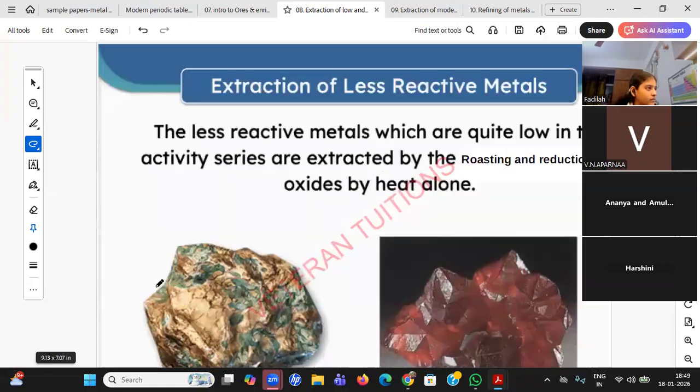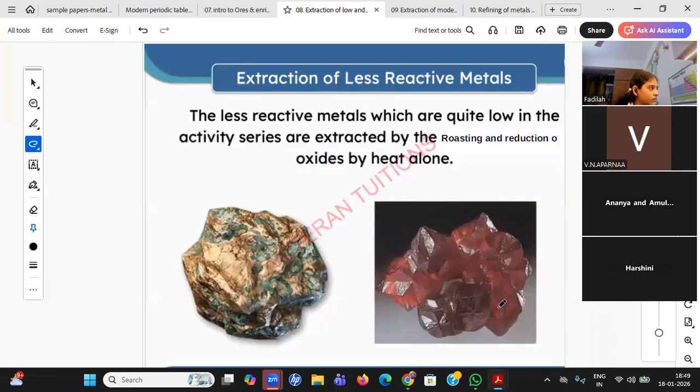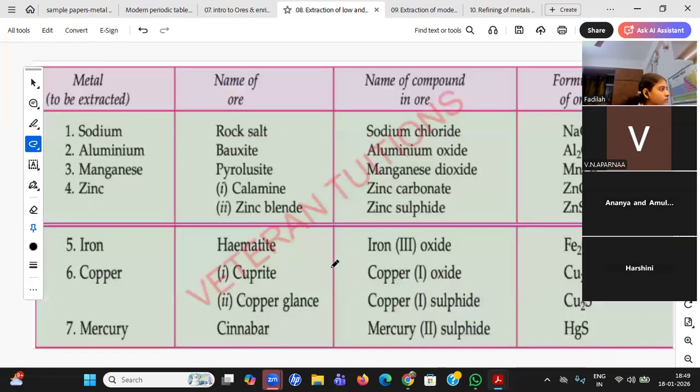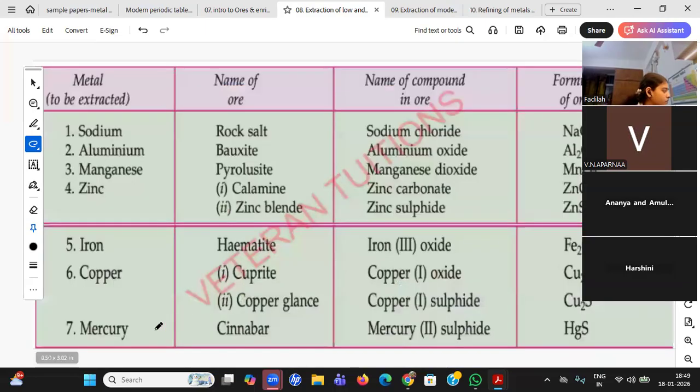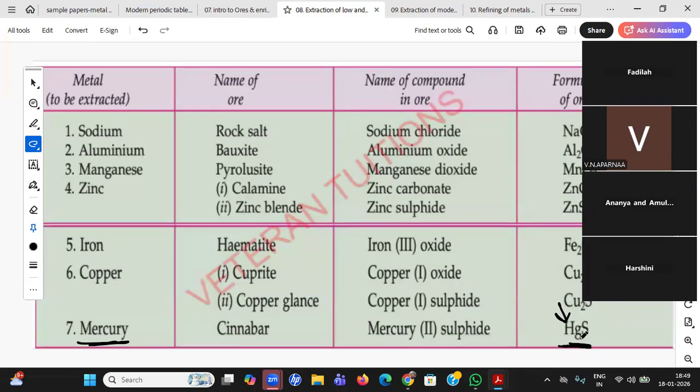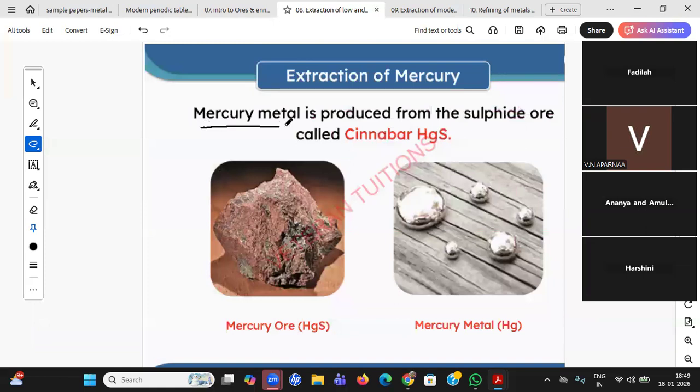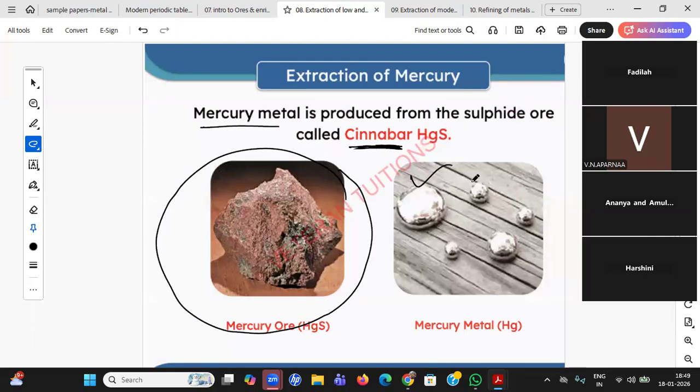Let me check where to start. Yes, mercury. So how is mercury found in the ore? It is found as mercury sulfide. Now I want to remove mercury from mercury sulfide. How can I do it? Mercury metal occurs as sulfide, the ore cinnabar. This is what you find in the Earth's crust, but you want the metal. How will you do it?